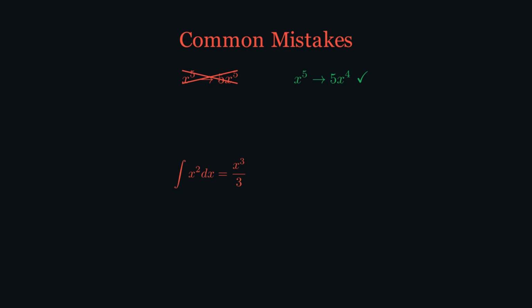Mistake 2: forgetting plus c in integration. Wrong. The integral of x squared dx equals x cubed over 3. Right. The integral of x squared dx equals x cubed over 3 plus c. Never forget the plus c.